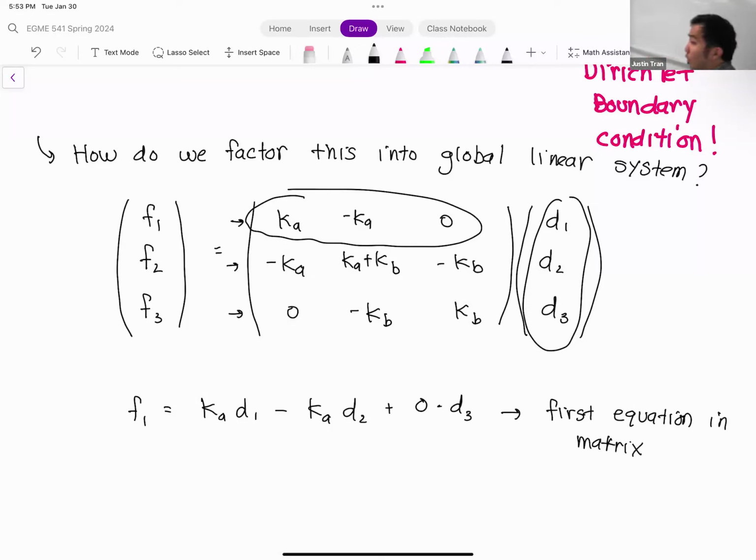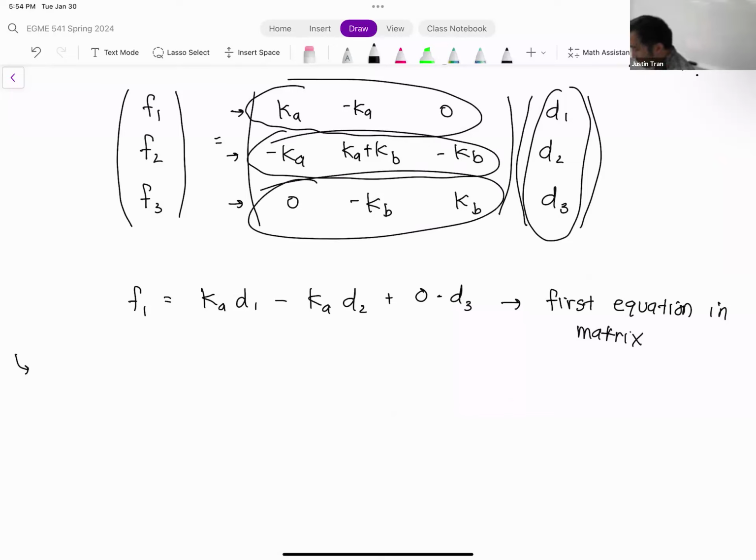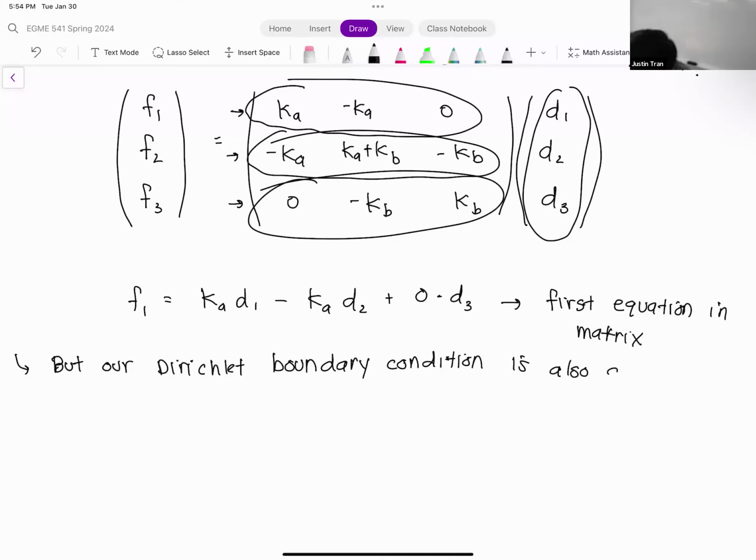So all I did there was just perform the matrix vector multiplication. And of course you can repeat that for the second equation and the third equation. You're just multiplying the second row by that column, and then the third row by that column. But for now, I'm just going to show you the first equation. The issue here is that our Dirichlet boundary condition also gives us an equation. It's a much simpler equation.